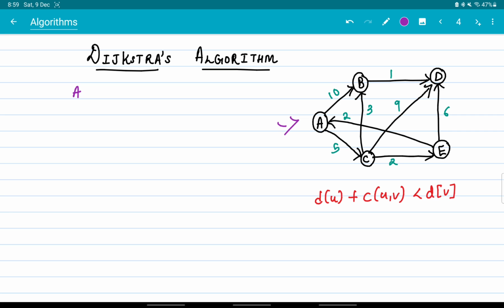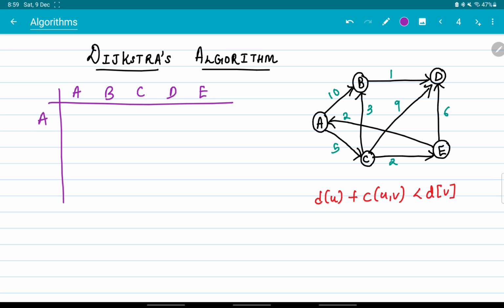You can select any vertex from A, B, C, D and E. I have chosen the vertex A as my source vertex. So first I will write my source vertex, then I can write the other vertices in any order. Let us just go by the convention, that is A, B, C, D and E. Okay, and let me write my source vertex A over here.